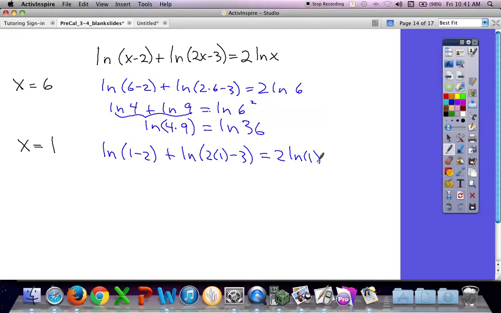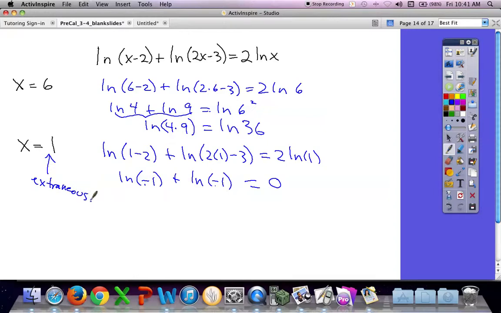Now, the ln of 1 minus 2 is the ln of negative 1. You can't take the log of a negative number, right? The second one was the same thing. It was the ln of negative 1. The right-hand side is 0 because the log of 1 is 0. But in any case, because of these two, it's an extraneous solution. So we're going to have to check every time.